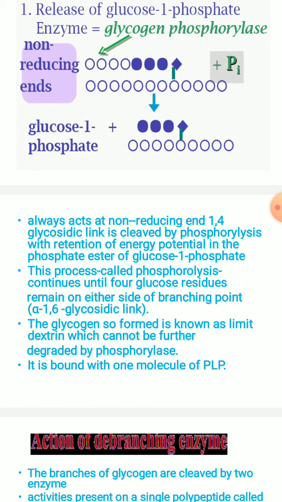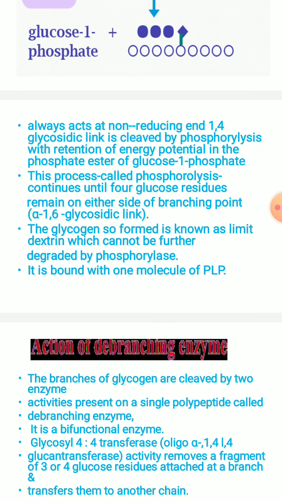Mainly this particular enzyme is bound with one molecule of PLP, which is involved in the process that helps carry out this phosphorylysis mechanism to form limit dextrins. Now once this enzyme cannot act, the next enzyme comes into the picture, that is called the debranching enzyme.